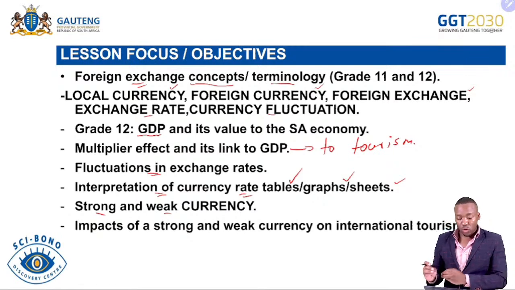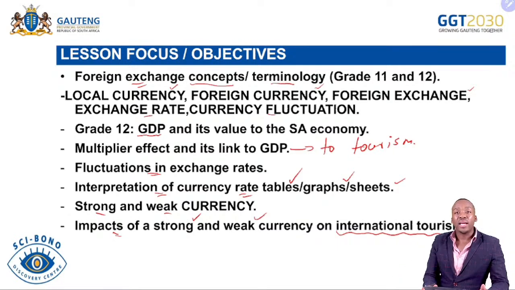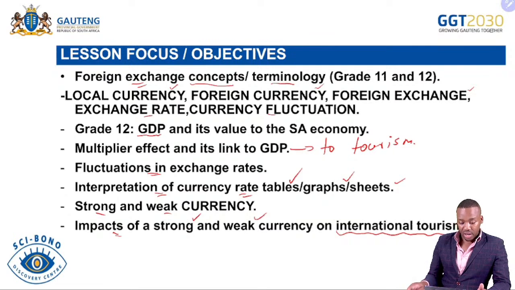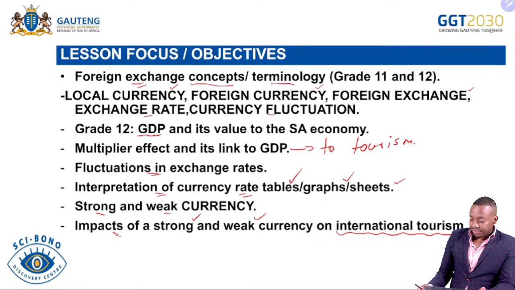Then the last thing that we're going to look at before the activities is the impacts, right? The impacts or the effects of a strong currency, and also the effects of a weak currency, particularly focusing on the effects on international tourism, because we are trying by all means to attract our international tourists, right? So those are the lesson objectives or the focus for today's presentation. Let's move.